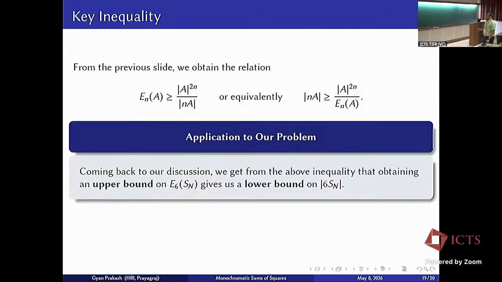So we had earlier reduced the problem of showing that 6Sn is a dense subset of n to 6n, to 4n to 24n. Now the problem is reduced to obtaining an upper bound for E(6Sn).